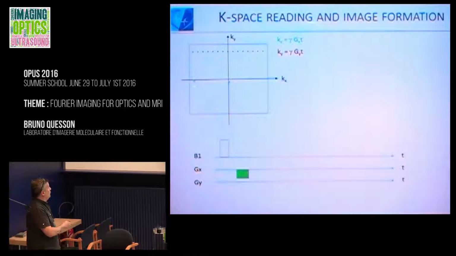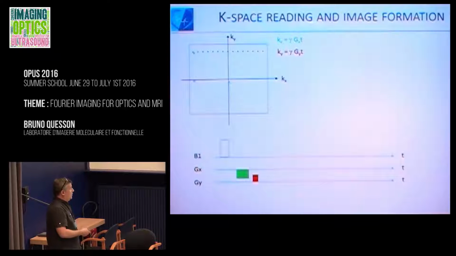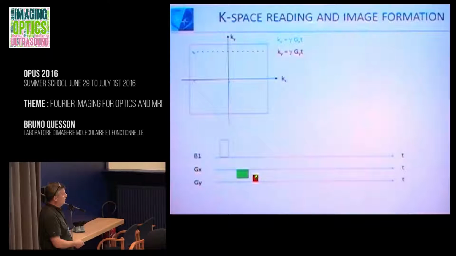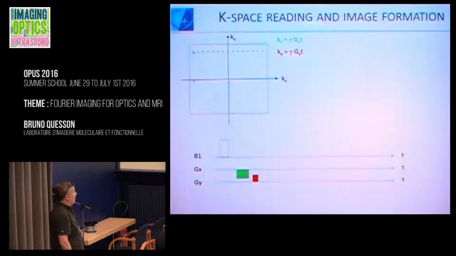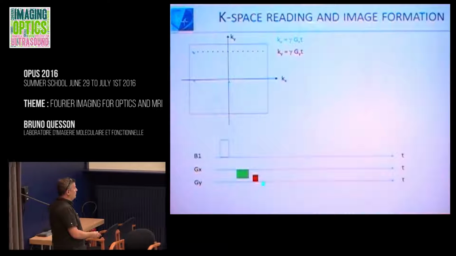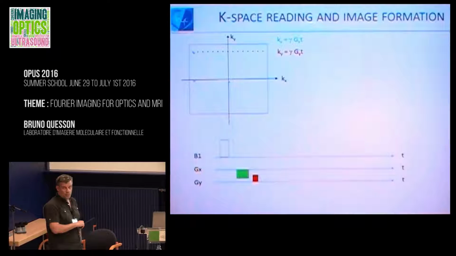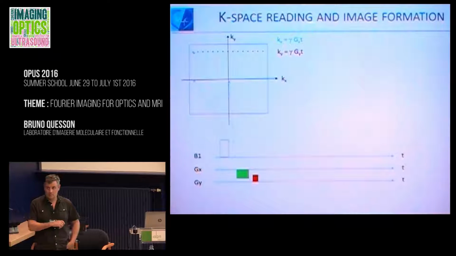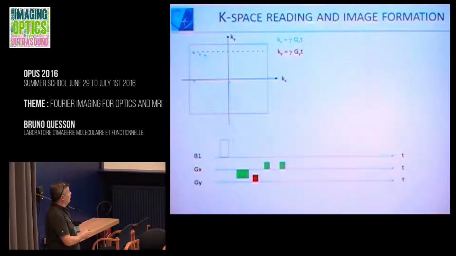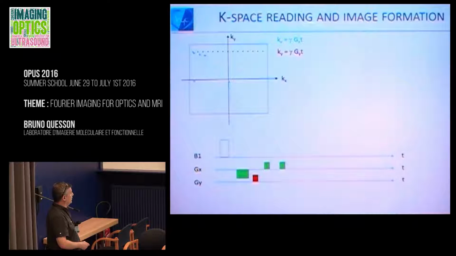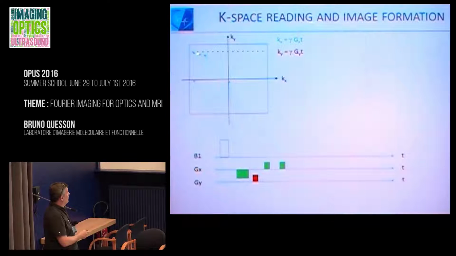So I'm here. Now I want to jump from here to there. Then it's simple. I simply have to put a positive gradient, and the surface has to be adapted to jump from here to there. And then I can sample the value of the signal, and I have my first point in my K-space. Then I continue. I simply put a second gradient, and then I move from here to there, okay? And then I can measure the signal here, and I have my second value in my K-space.